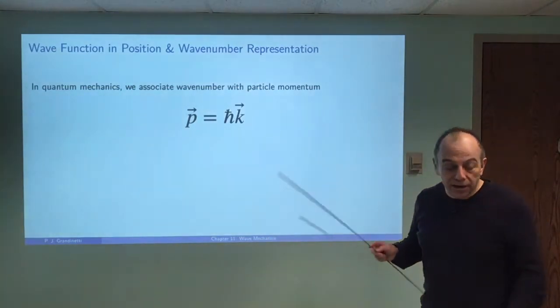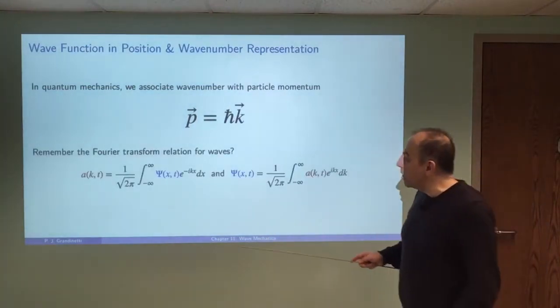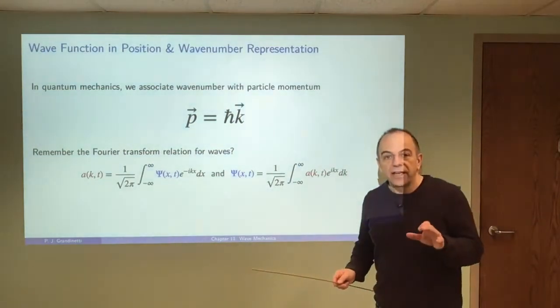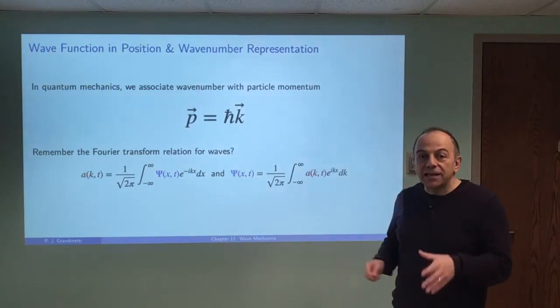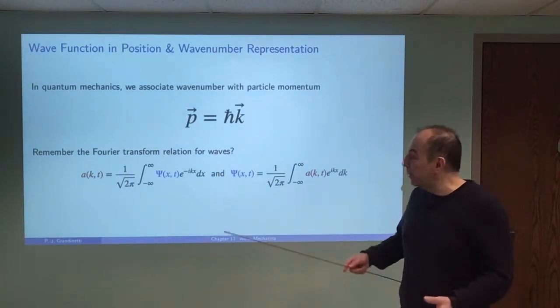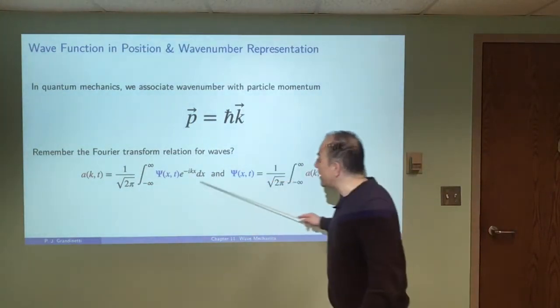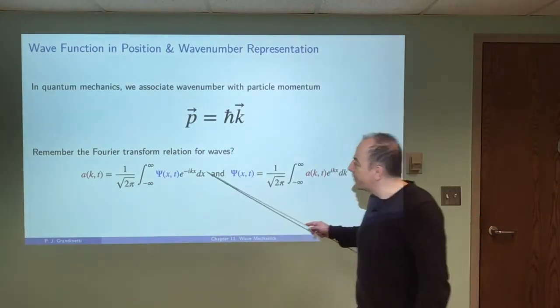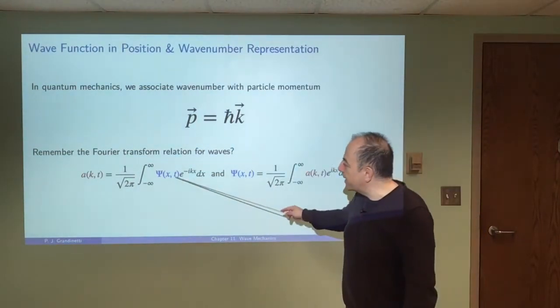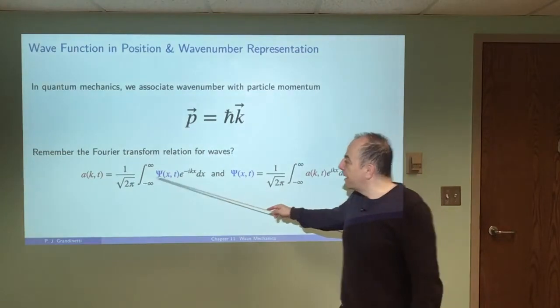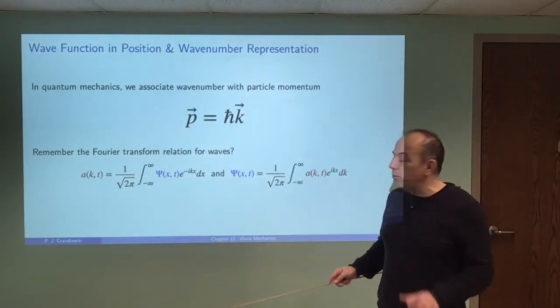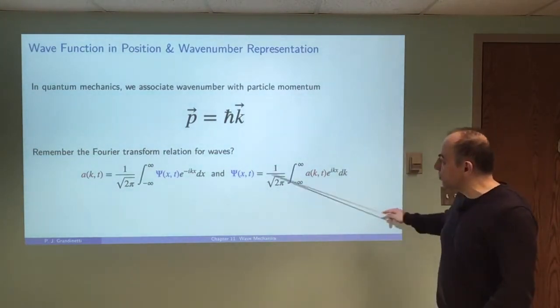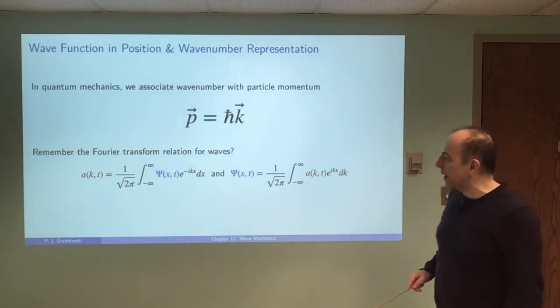Now, in the chapter on classical waves, we also learned that the wave function as a function of position has an equal representation as a function of wave number. And that transformation between those two representations is the Fourier transform. So I can take the wave function as a function of position and turn it into the wave function as a function of wave number. Both are equally valid. And of course, this is the inverse transform and the forward transform here.